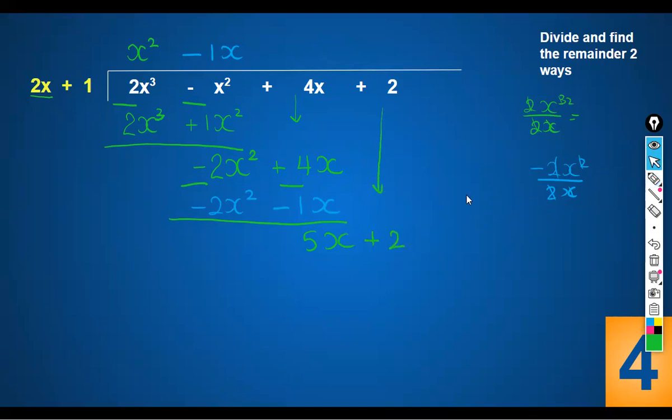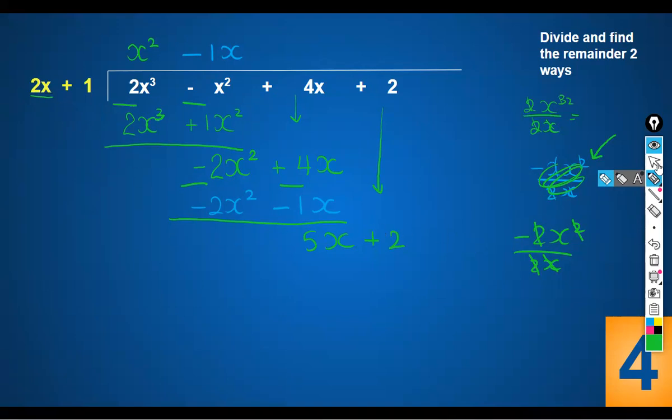So the positive 2 joins the party. Right? So how we got the minus 1x, the working is here. Remember, you have minus 2x squared divided by 2x. Let me write it back here. Minus 2x squared, that is this guy here, divided by 2x. 2 on the 2 will cancel out. X on the x squared, you get minus x, which is the same thing as minus 1x.